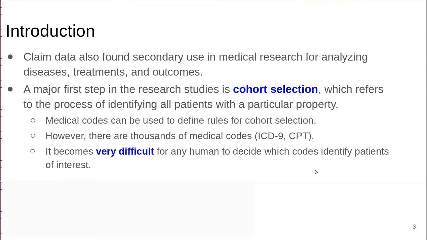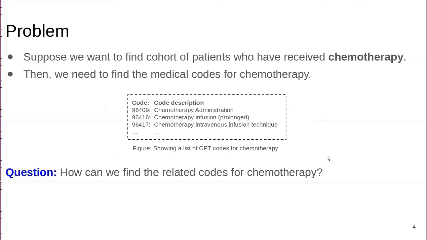The claim data is also used in medical research for analyzing diseases, treatments, and outcomes. A major first step in a research study is cohort selection, which means identifying all patients with a particular property. Medical codes can be used to define the rules for cohort selection. However, there are thousands of medical codes like ICD-9 or CPT codes. That's why it becomes very difficult for any human to decide which codes to use to identify patients of interest.